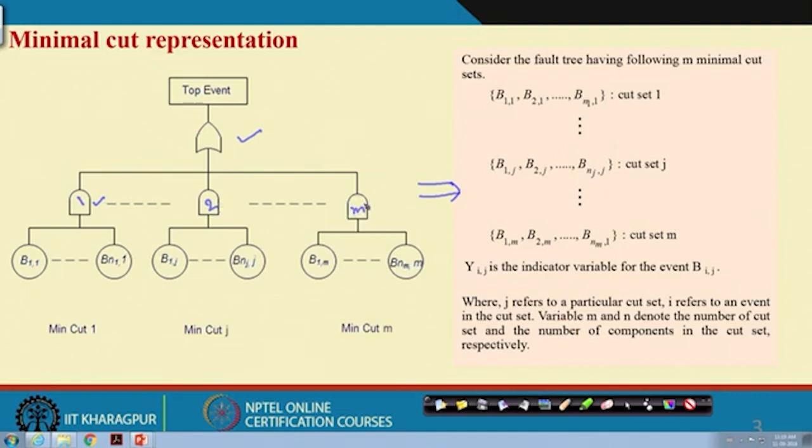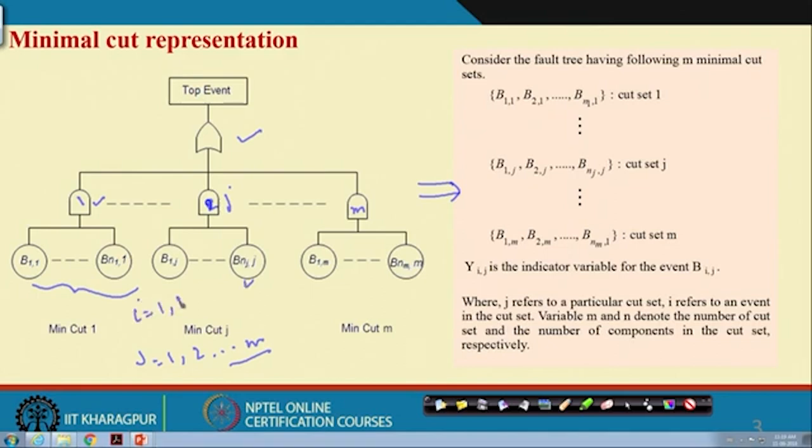So, we will use j equal to 1 to M to represent the number of cut sets, and under each cut set there will be n events. For the first cut set there are n1 events, the second cut set will have n2 basic events, and the jth cut set will have nj basic events. Those will be indexed by i, so i equal to 1 to nj, if it is the jth cut set. This is the notation.